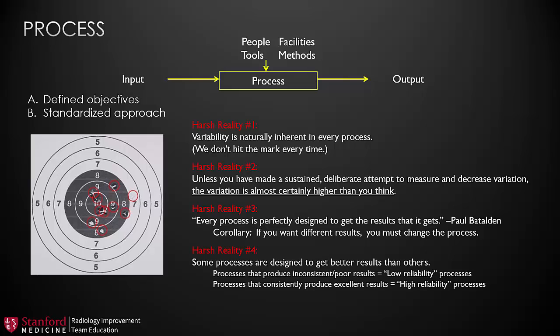Fourth, some processes are designed to get better results than others. Just like a backhoe is designed to move more earth than a shovel, or a cheetah is designed to run faster than a gazelle. By virtue of the methods and tools that they use, some processes are capable of reliably producing better or more consistent results than others. Processes that tend to produce inconsistent or poor results can be termed low reliability processes, and processes that tend to consistently produce excellent results can be termed high reliability processes.